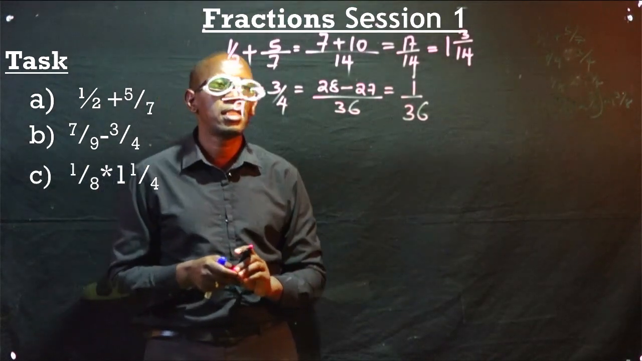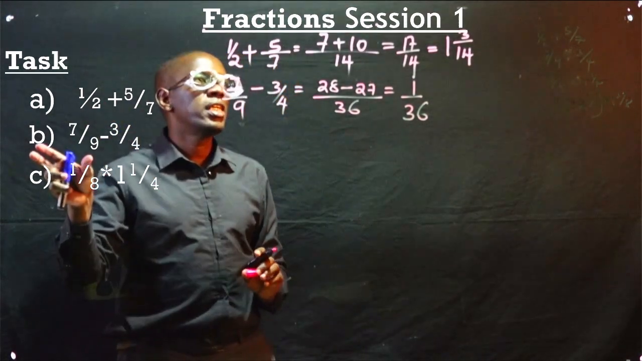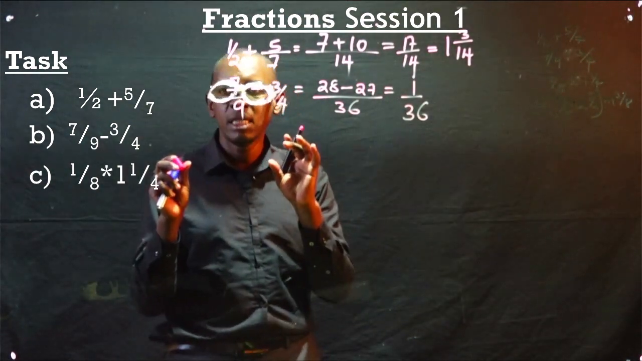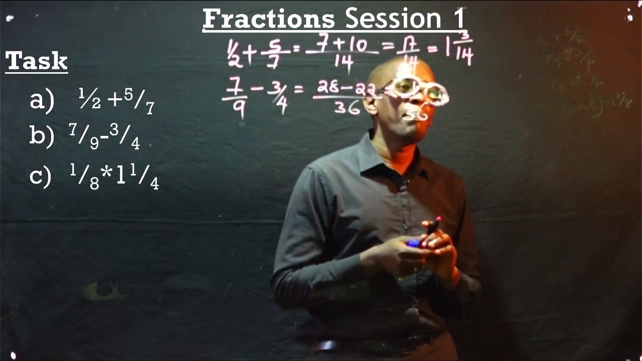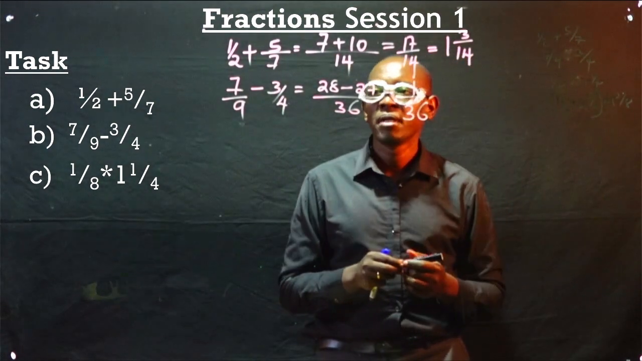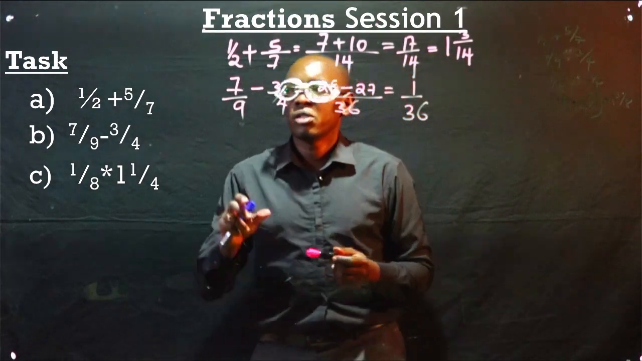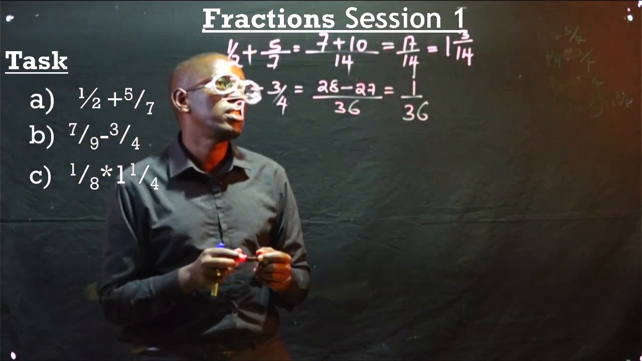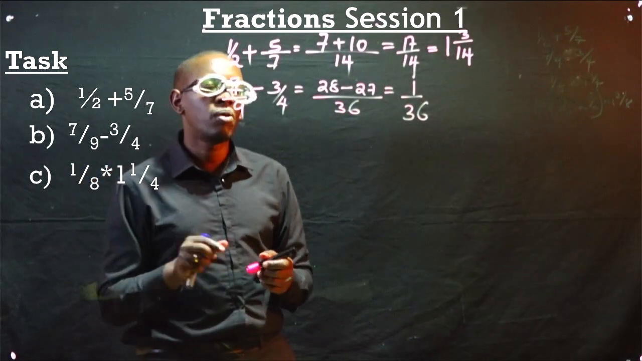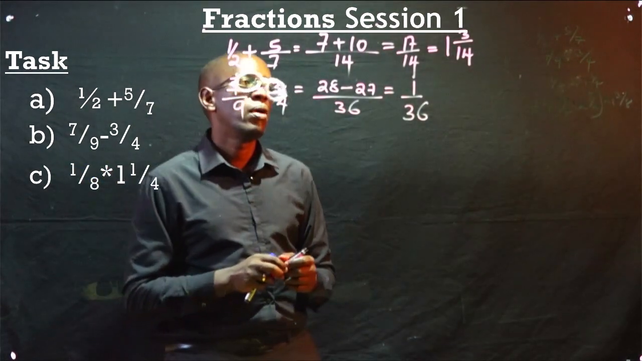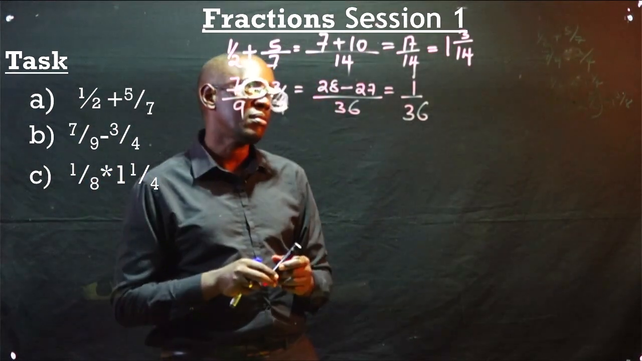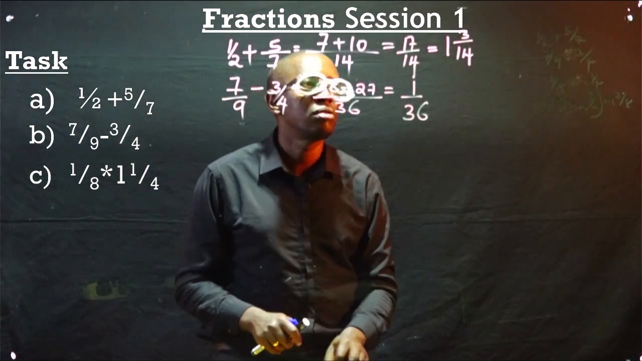Excellent. Now, this third part, I will let you work on it, because part of passing mathematics is doing a bit of work on your own, okay? So this last part, which is 1 over 8 times 1 and 1 over 4, you shall do on your own. But there's a task I want us to do before we go.